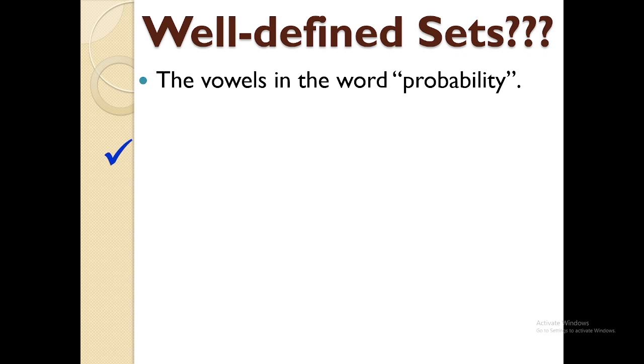Well-defined. What will be the answer for that? What are vowels? Sir, in the word probability, what are the vowels? O, A, I. Okay, O, A, and I. That answers our first example.